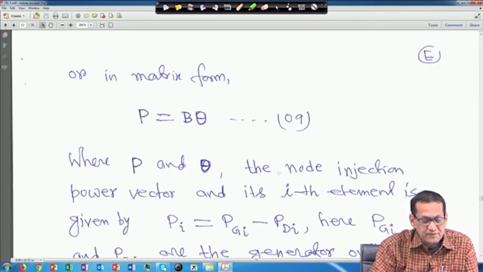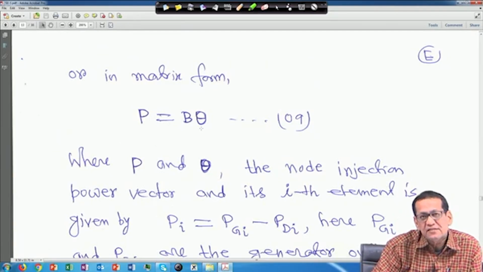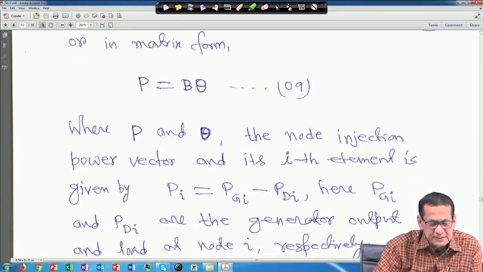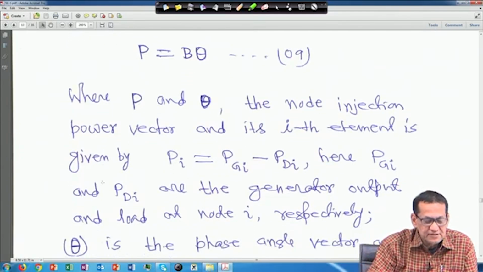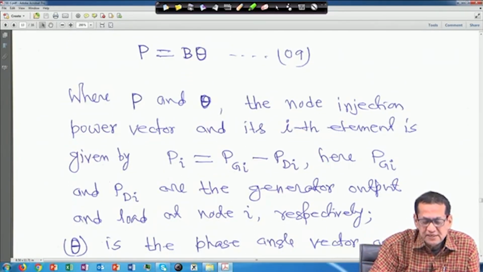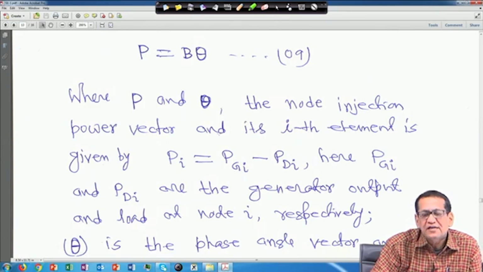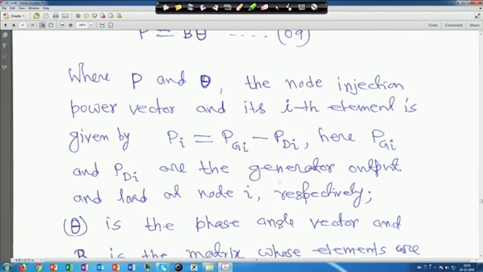Therefore, in the matrix form we write that P is equal to B theta, where P is the node injection power and its ith element is given by P_i equal to P_Gi minus P_Di. You know that if P_Gi is the generation at node i and P_Di is the load, then the power injection P_i will be P_Gi minus P_Di. Here P_Gi and P_Di are the generator output and load at node i respectively, that you know from the load flow studies.